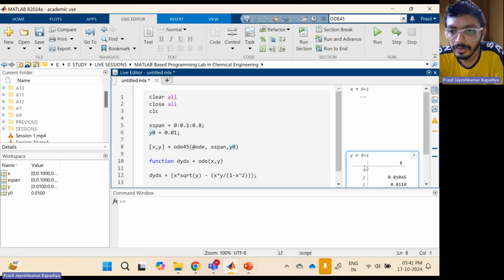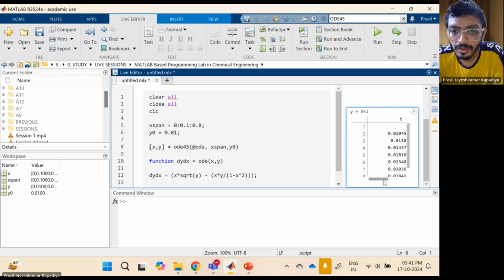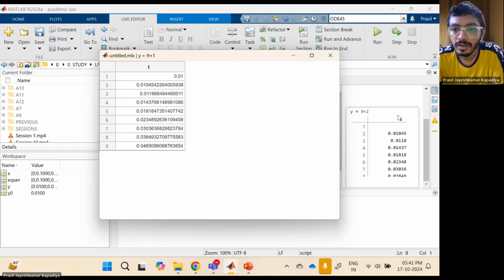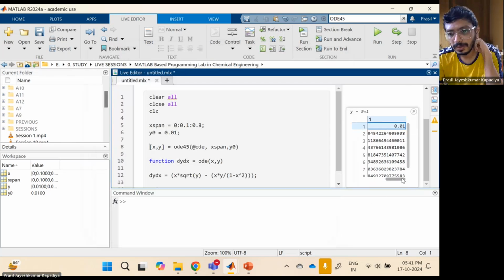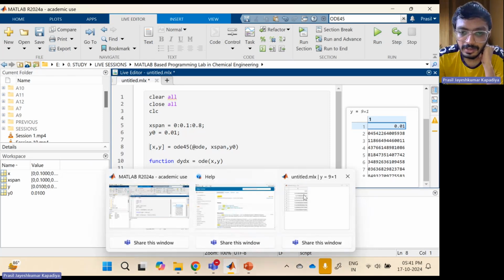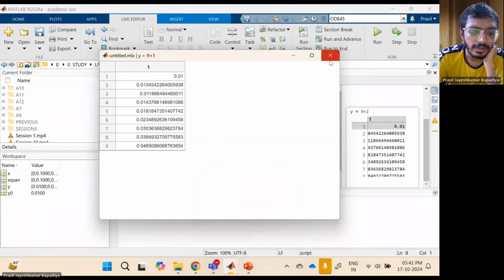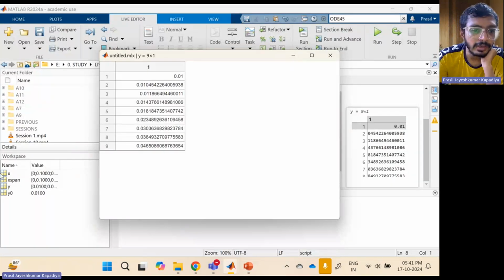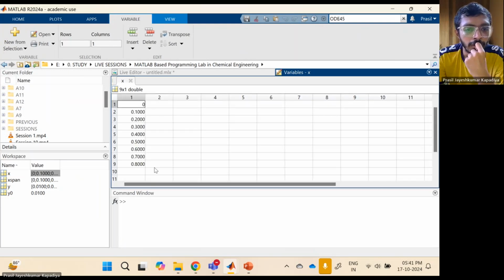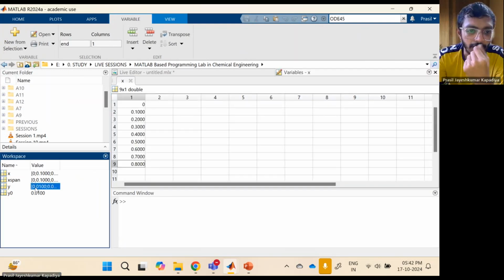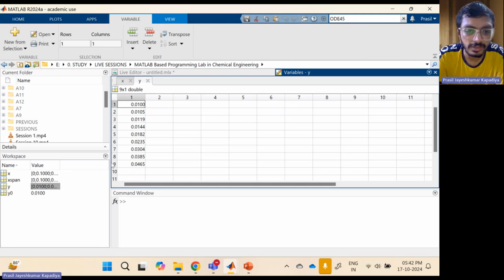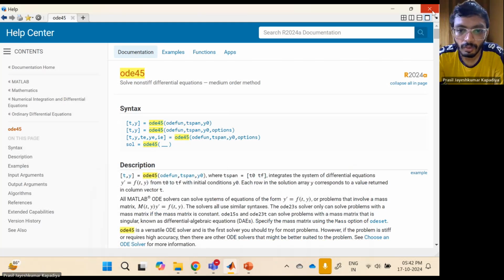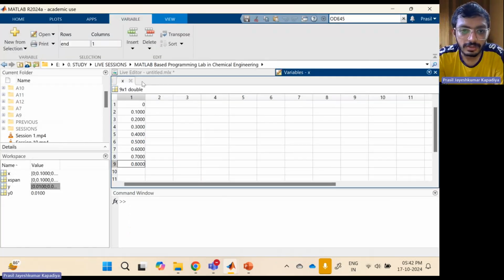So see, let me open it here. I have the values of y. So what is the question? The value of y at x is equal to 0.8. So whatever is my last entry of y will be my solution. So that is 0.0465. So this is how we can solve this.